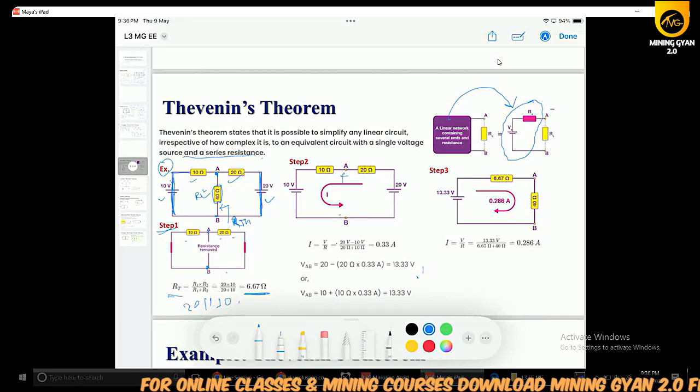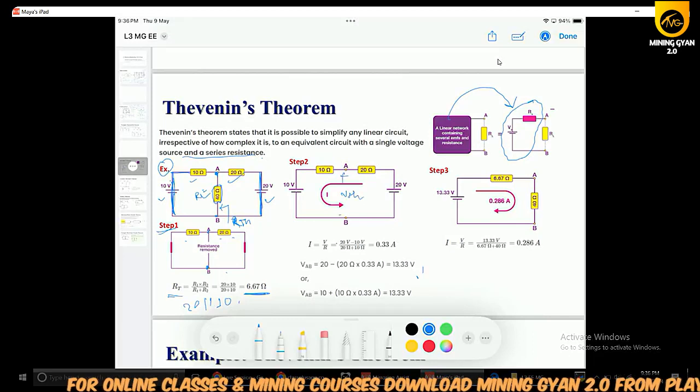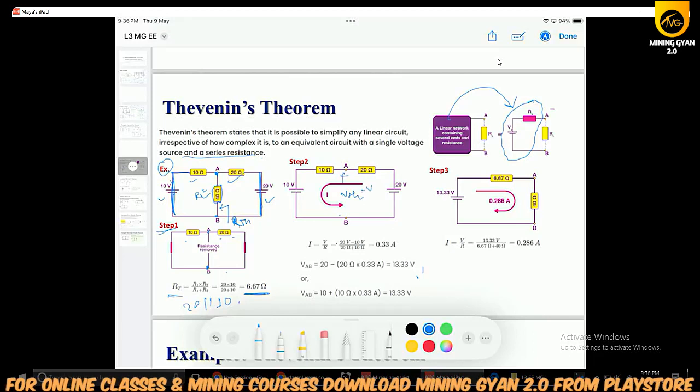And then you can calculate your VTH. There are two ways: VTH or VAB. First, because the current is flowing in this direction and there is a potential drop, VTH will be 20 minus 20 into I, and you can put the value of I. So you will get 13.33 volts.